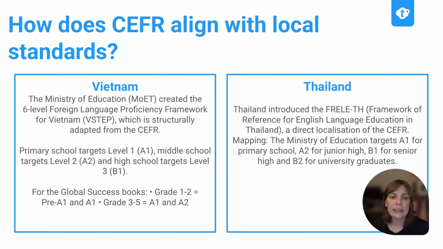In Thailand, they have their own framework for English language teaching, and that's a direct localization of the CEFR. The Ministry of Education targets A1 for primary school, A2 for junior high, B1 for senior high, and B2 for university graduates.